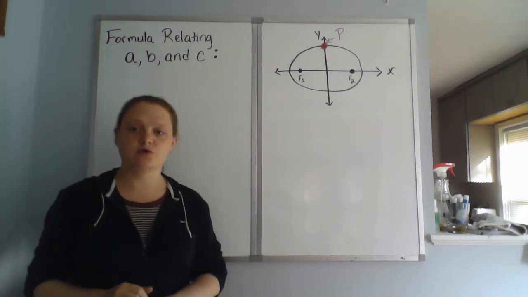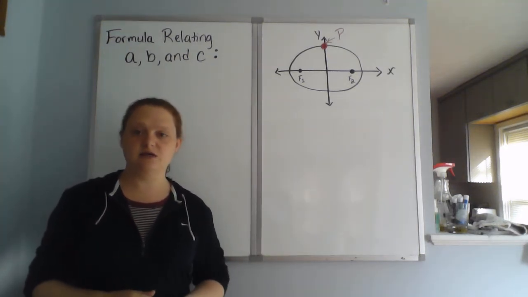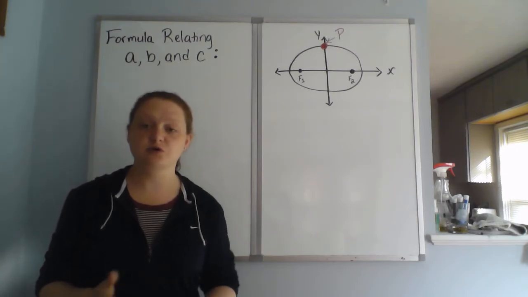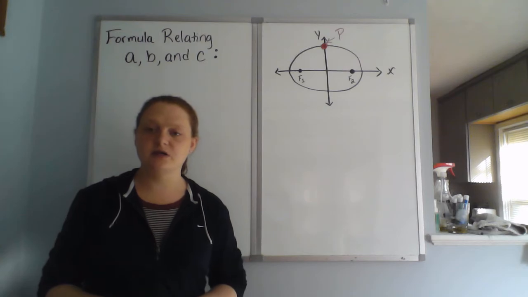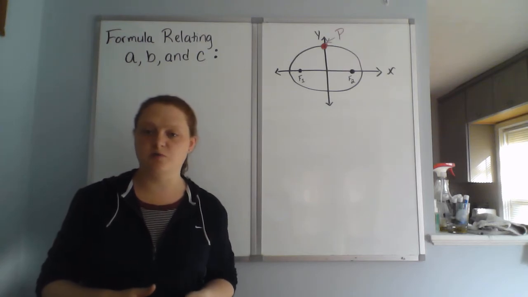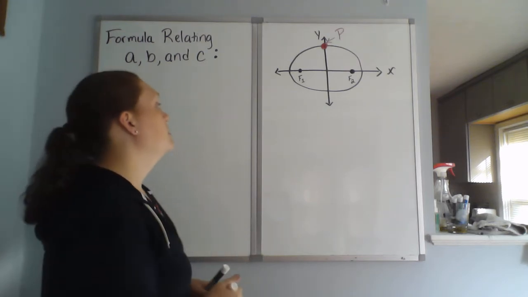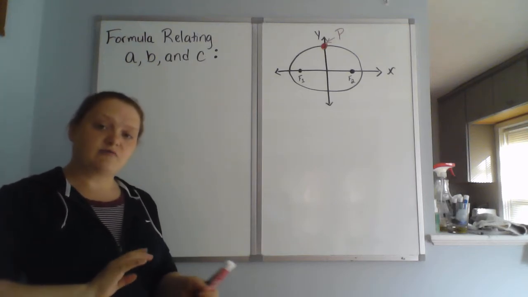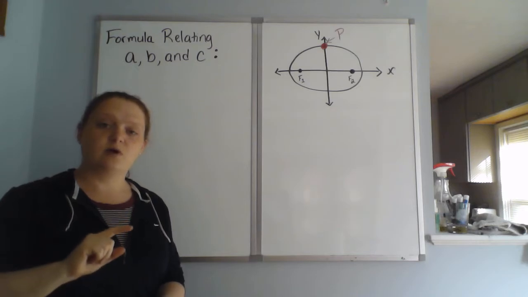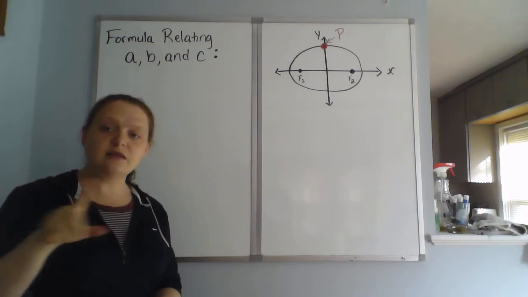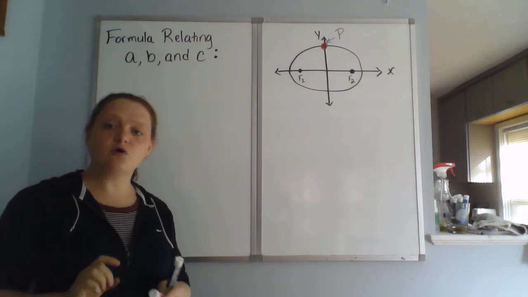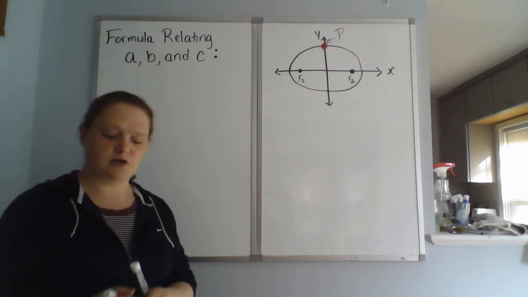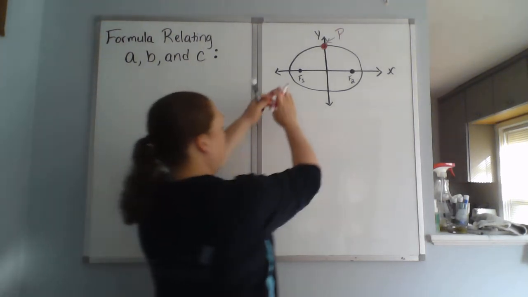So I want to walk you through where the formula relating A, B, and C comes from in an ellipse, okay? Now this is not something you're ever going to have to reproduce or memorize, but it is worth seeing where this formula comes from, okay? So we know by definition that the sum of the distances from a single point on the ellipse to the two focal points is always going to be equal to 2a, the length of the major axis, okay? So what I have here is an ellipse.